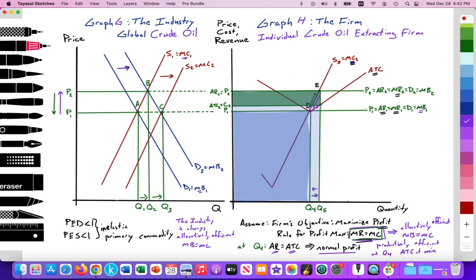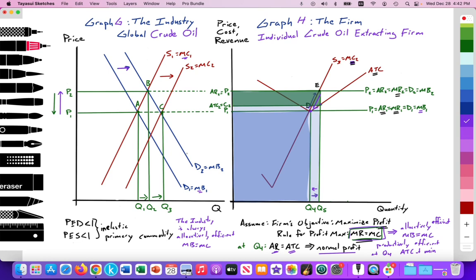Then, as a result of the expectation of rising demand as developing nations exit the COVID pandemic and enter the summer months in the Northern Hemisphere, there's an expectation there'll be rising demand for travel by road, by air, and that will cause commodity traders to increase their demand for crude oil futures. So demand increases from D1 to D2.